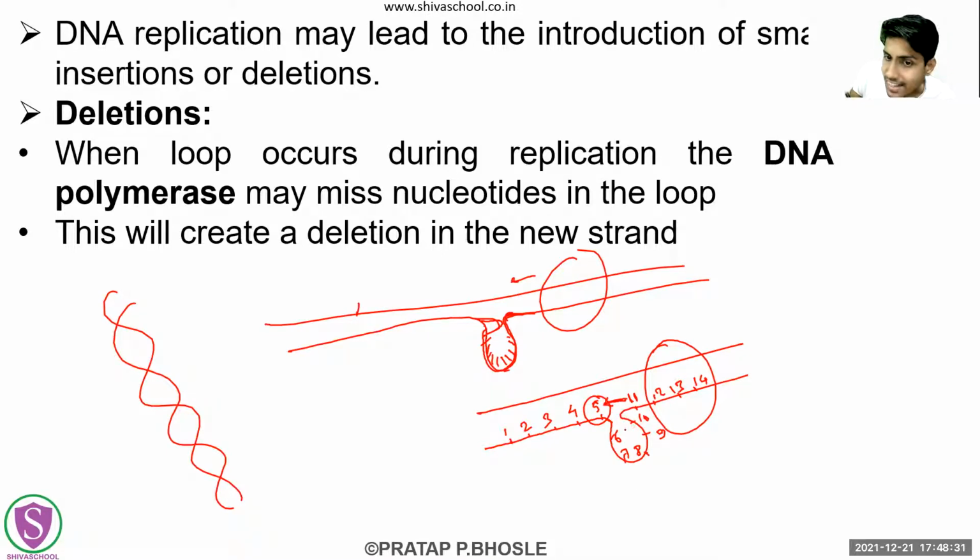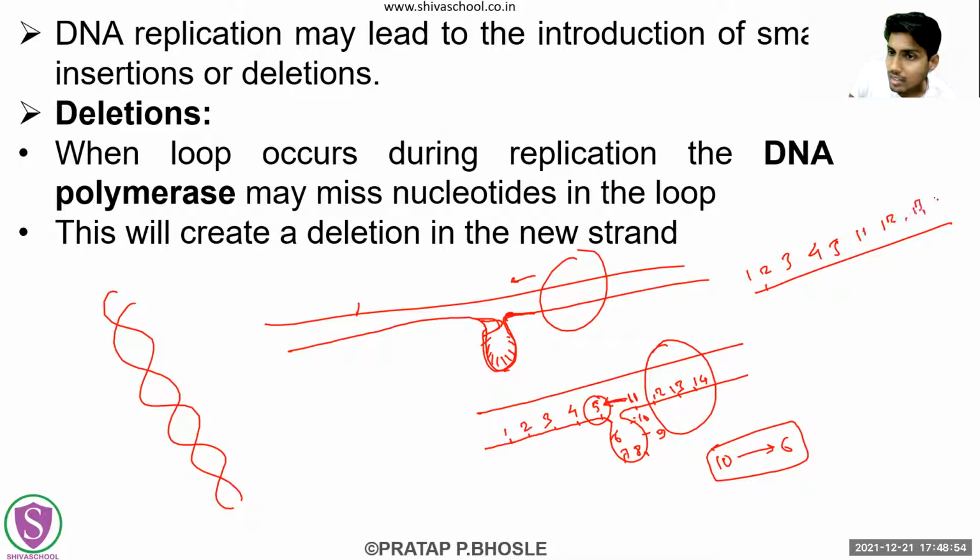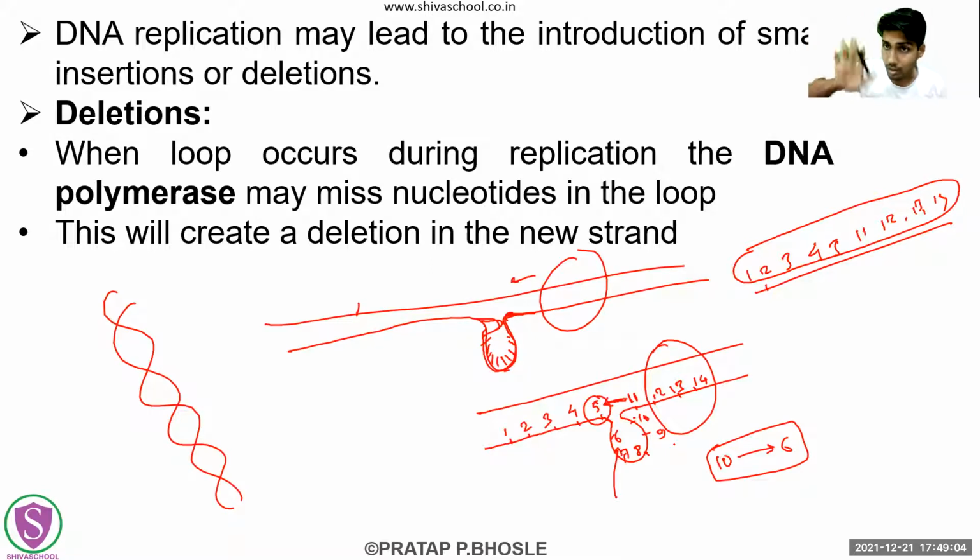It will just miss entirely those 10 to 6 locations. Which means what? These are the nucleotides. So whatever DNA strand is formed by this DNA polymerase will be like this: 1 2 3 4 5, then 11 12 13 14. This will be the strand which will be read by this DNA polymerase, not this strand. The 6 7 8 9 10 strand will not be read. That strand will not be read by it.